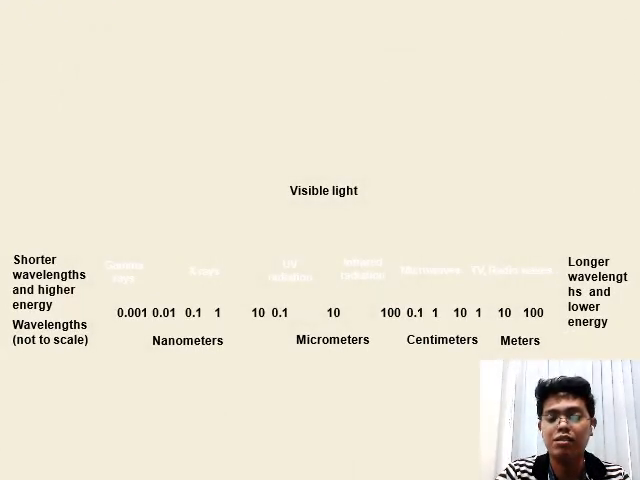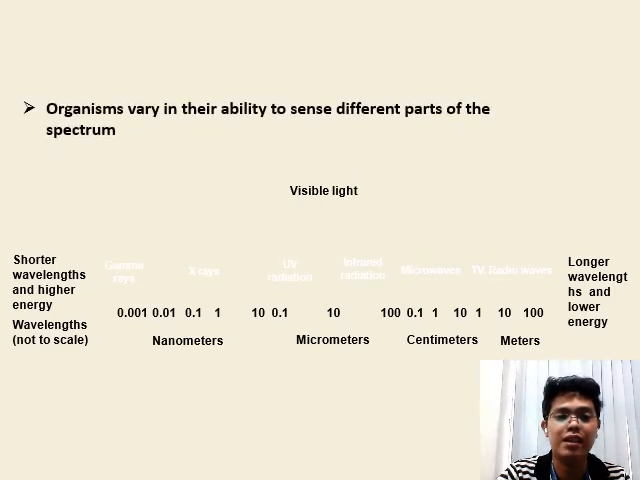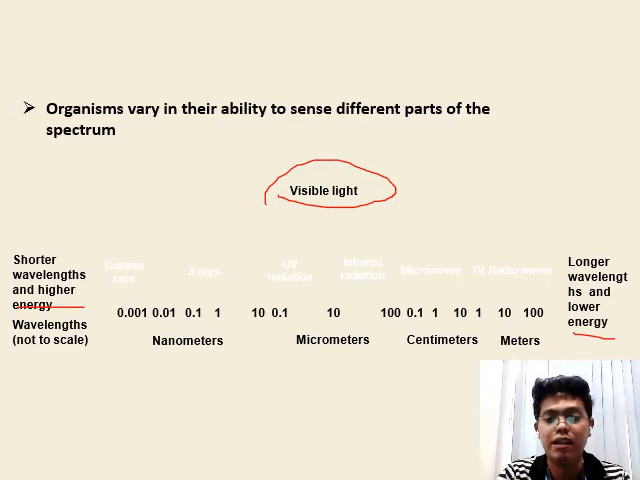Now we come to the electromagnetic spectrum. So the electromagnetic spectrum represents the different types of energy that come from the electromagnetic radiation from the sun. So organisms vary in their ability to sense different parts of the spectrum. The longer the wavelength, the lower the energy. But the shorter the wavelength, the higher the energy. So visible light is the only spectrum that can be seen by organisms like us humans, but those with shorter and those with longer wavelengths are invisible to us.